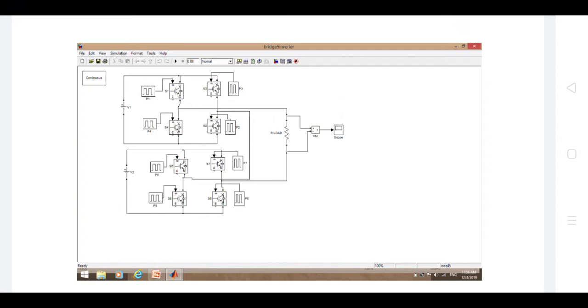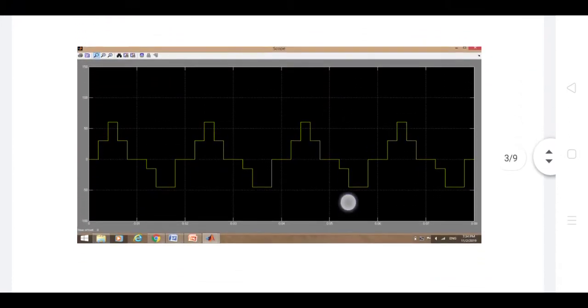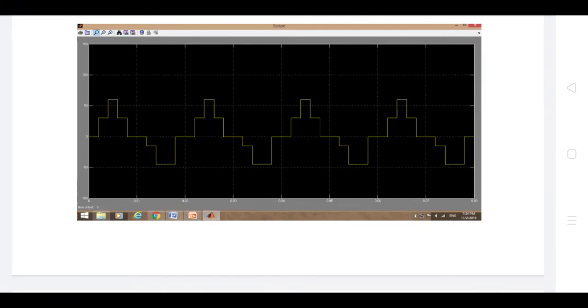With the help of the scope, we obtain the graph showing the output voltage of the H bridge 5-level inverter. This is the graph of the 5-level H bridge inverter output voltage.